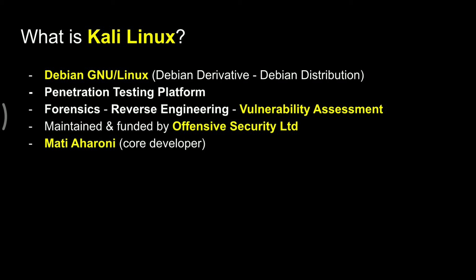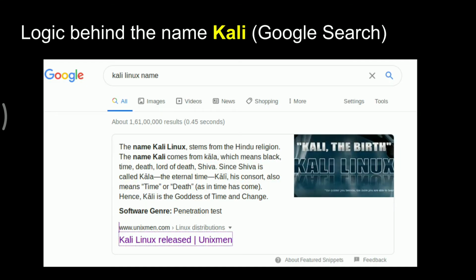Okay, fine. Just look at slide number two. I'm going to tell you the logic behind the name Kali. Why did they choose the name Kali? When I searched on Google, I found the following result. This is the first result. The name Kali Linux stems from the Hindu religion. The name Kali comes from Kala, which means black, time, and the lord of that is Shiva. Since Shiva is called Kala, the eternal time, Kali, his consort, also means time, as the time has come. Hence, Kali is the goddess of time and change. So this is the first result, but we cannot say it is an authentic result because it is from a different site, unixmen.com. So guys, there are many different sites that can provide their own meaning for Kali Linux.